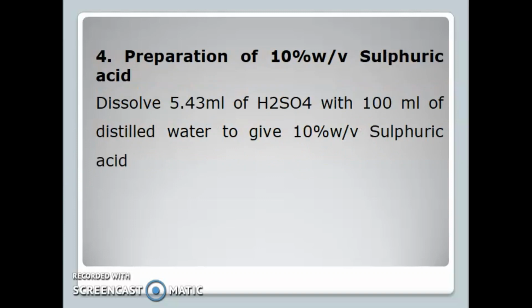And the last one you will require is the preparation of 10% weight by volume sulfuric acid solution. For this purpose, you will have to dissolve 5.43 ml of H2SO4 in 100 ml of distilled water, that will give you 10% weight by volume sulfuric acid solution.